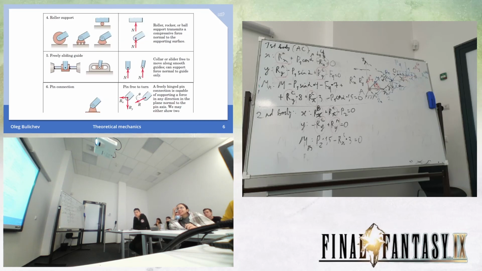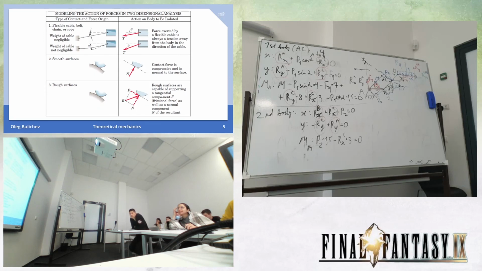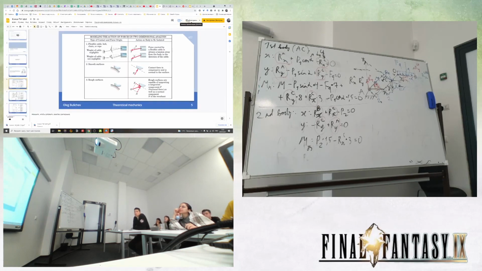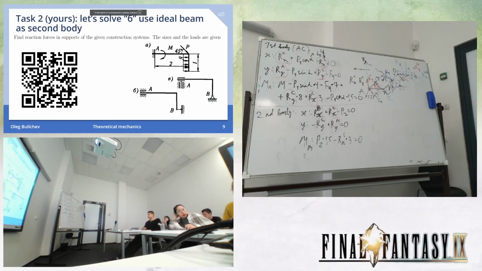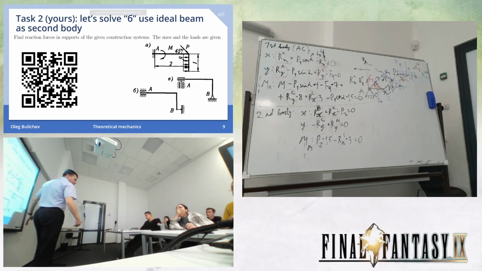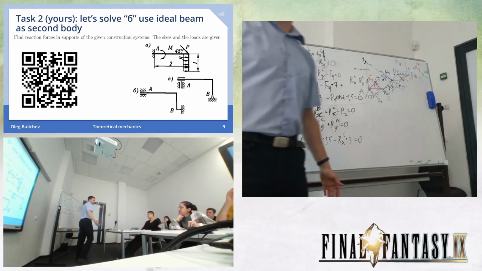Okay, yes, more readable. So again, we have one of the possible types of contact called ideal beam, and it's ideal beam. But actually with an ideal beam, we can also consider the second body. And now you need to try to solve it by considering the second body.